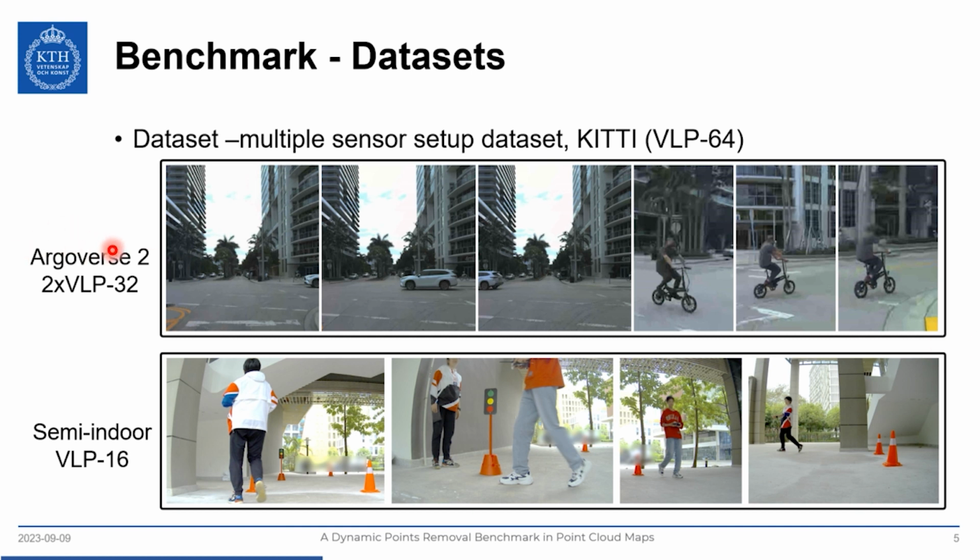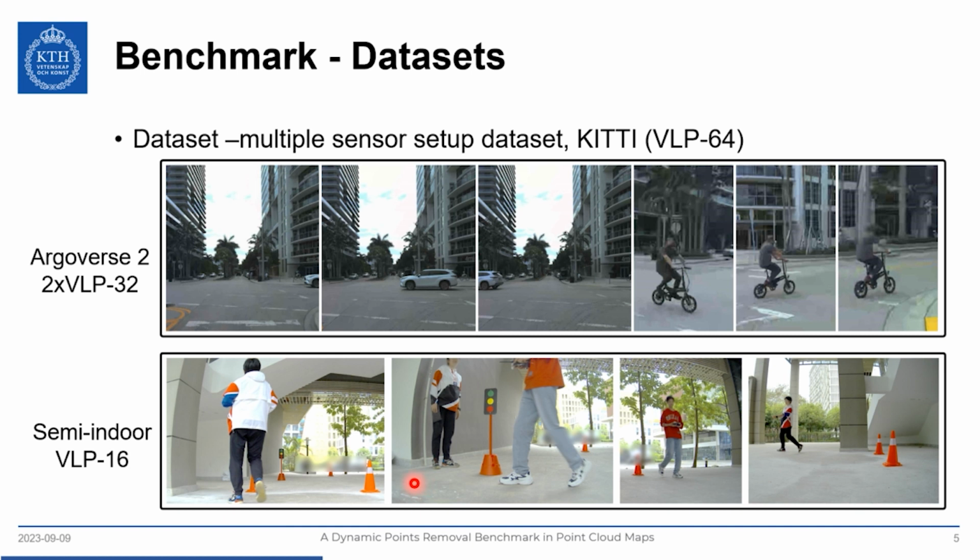The latest Argoverse 2 dataset contains various streetscapes in a big city and has more dynamic objects compared to KITTI. A semi-indoor scenario where dynamic objects are close to the static structure, and the ego agent is equipped with a sparse LiDAR, which is 16 channel. These diverse datasets enable a comprehensive assessment of the existing technologies to compare their adaptability to a range of scenarios and sensor configurations.